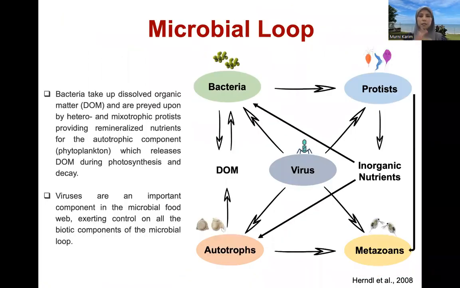Okay, and this microbial loop, just to show you guys that everything interact with each other. Bacteria interact with the virus. So they have bacteriophage, the virus that affects the bacteria, and then the protista. So the bacteria ni dia akan take up the dissolved organic matters, which will be used by the protista. They provide the nutrients, and then the viruses also interact with the metazoan. They interact with the autotroph.